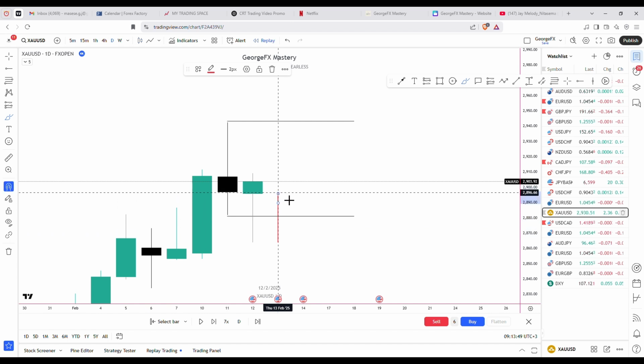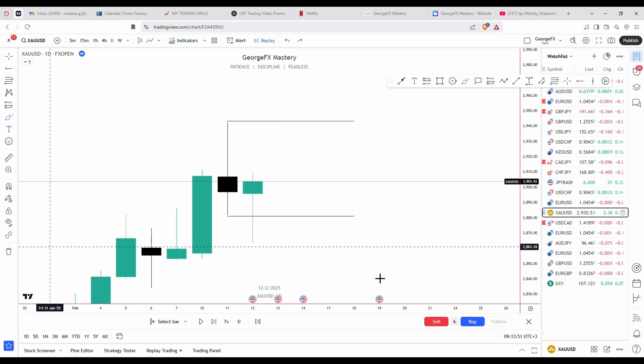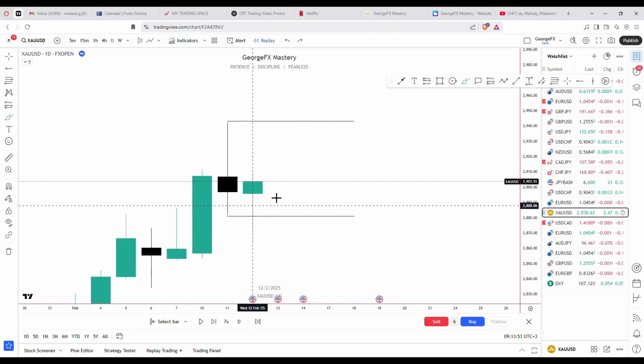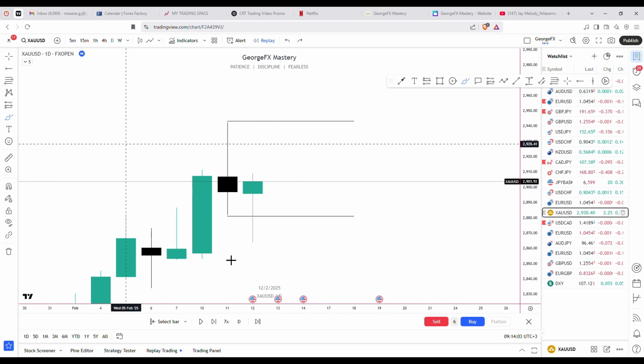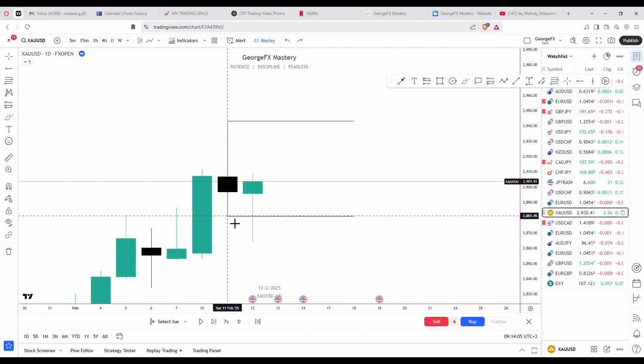That means buyers are getting into the market. The second thing is, you can see this candle also closed bullish, which shows that the bulls are now gaining control of the market. So when this happens, we have swept the sell side liquidity in this case. This one is our sell side liquidity, and this is also our buy side liquidity.